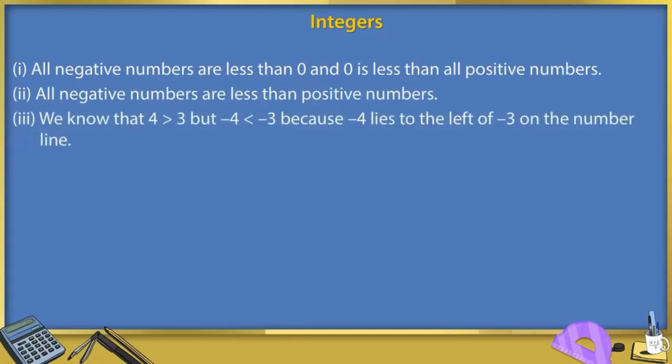3. We know that 4 is greater than 3, but -4 is less than -3 because -4 lies to the left of -3 on the number line. 4. 0 is neither negative nor positive.